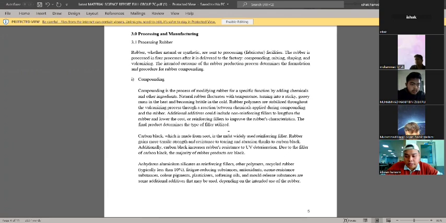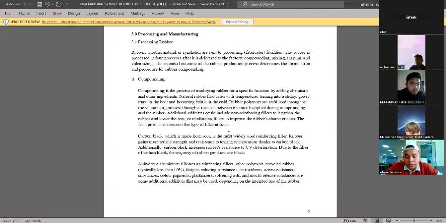And the third one is shaping. Shaping has general methods used to shape the rubber product. The first one is extrusion, calendering, coating, molding, and casting. But the process depends on the product.